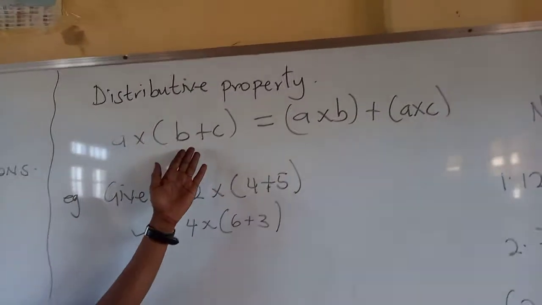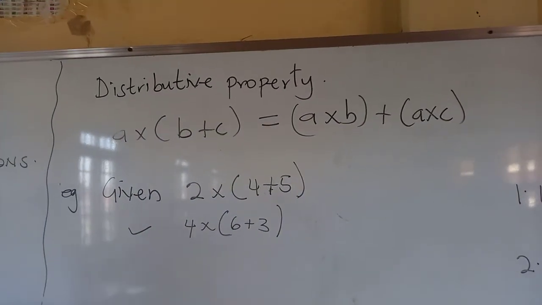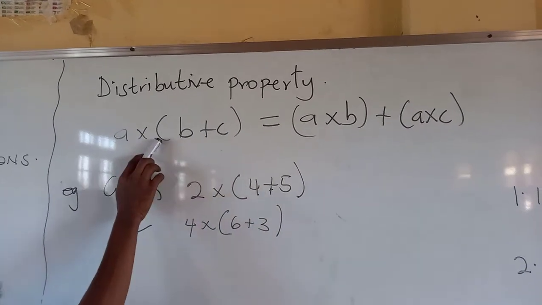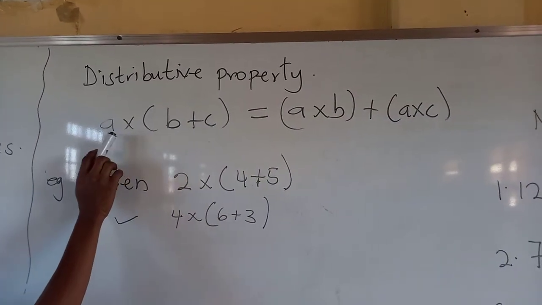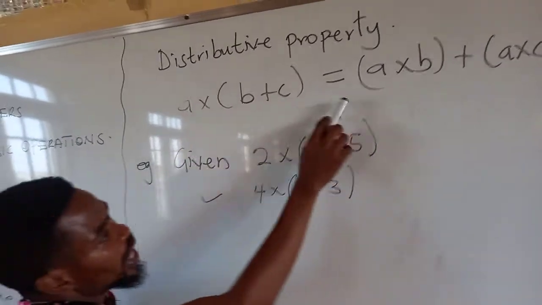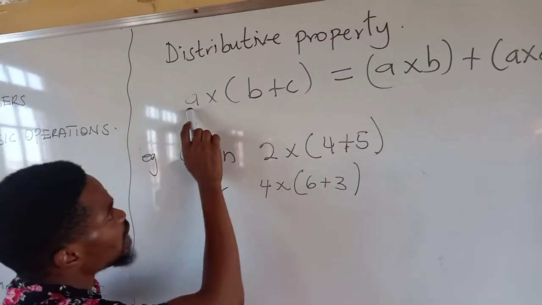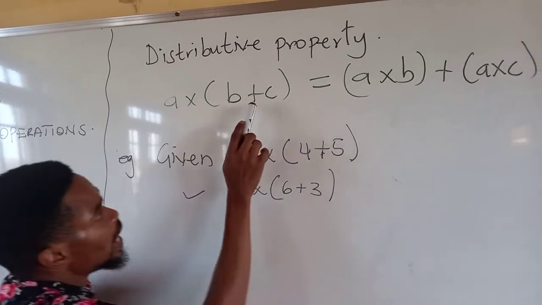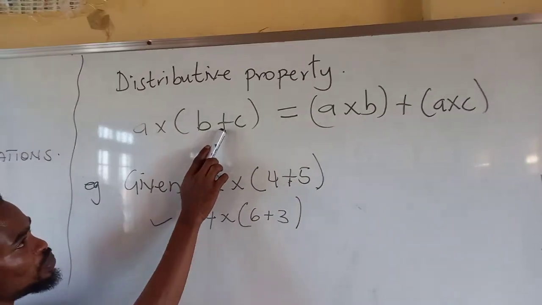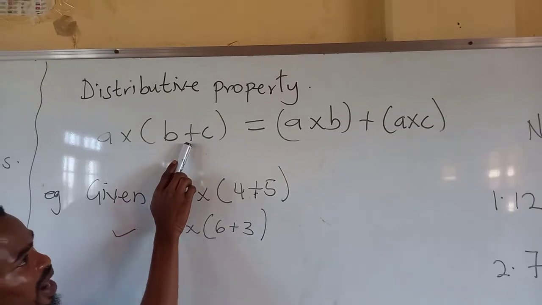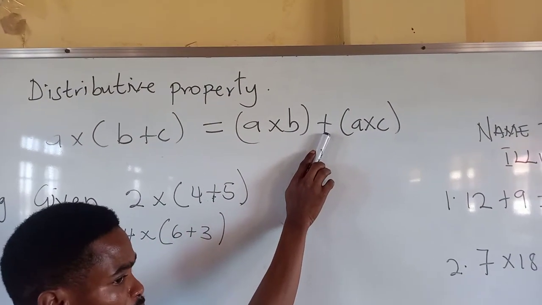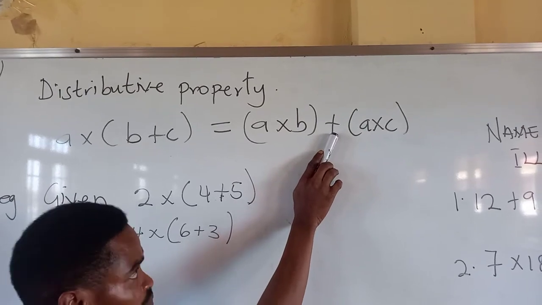Anytime you see something like this, what you need to do is take the one outside and multiply it by the two variables. Multiply by the first variable and write it here, and multiply by the second variable and write it here. And mind you, make sure you bring the operation, which is addition, in the middle of the two variables multiplied.